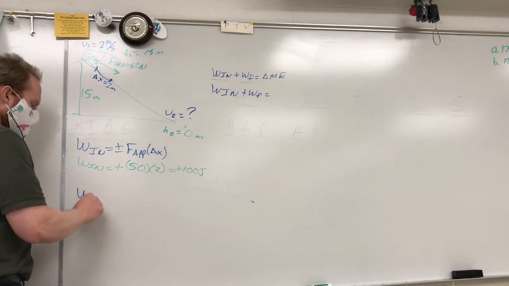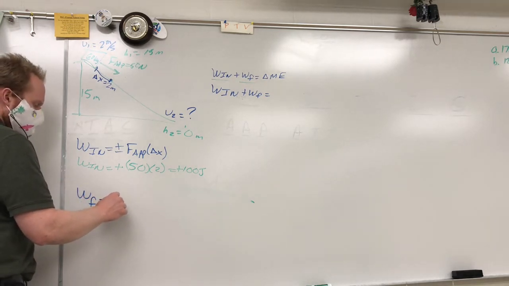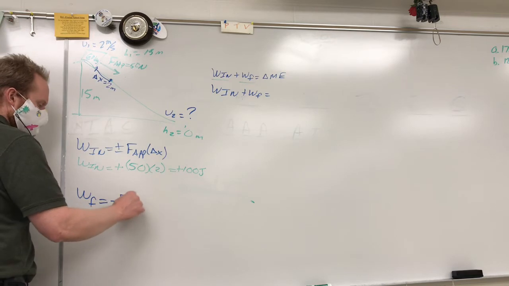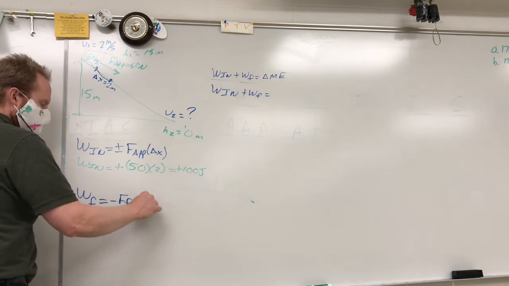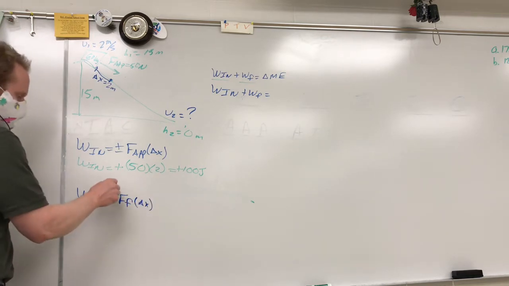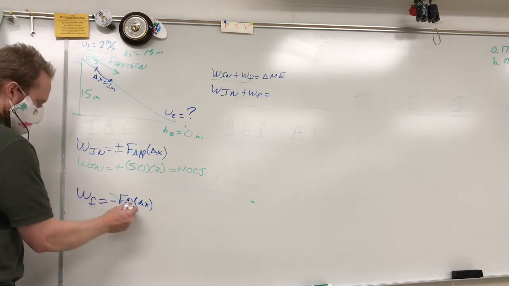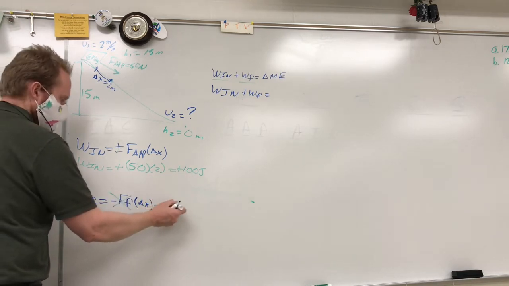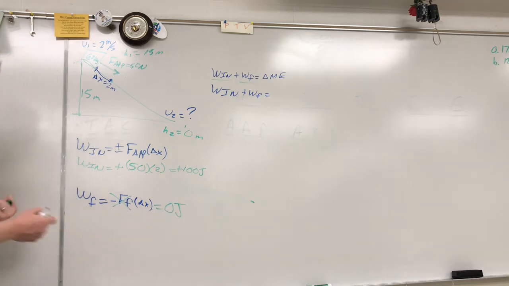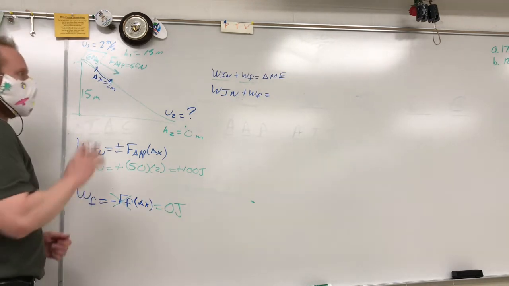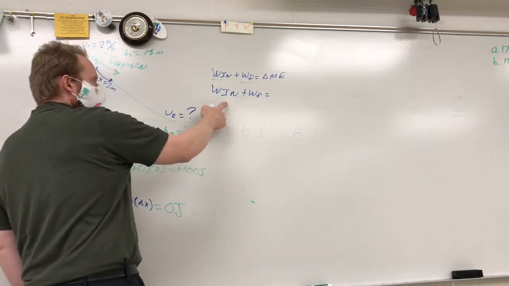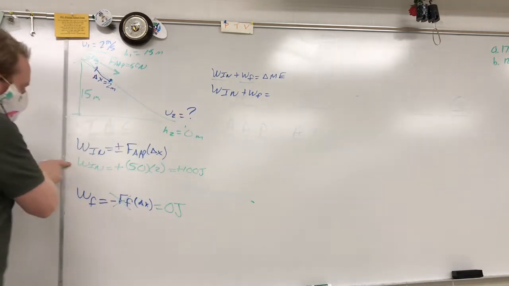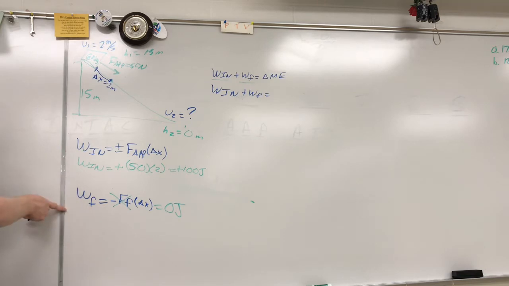I'll write it, but the work done by friction is going to be minus the force of friction times our displacement. However, it says that there was no friction, therefore friction does 0 work on this problem. Now I'll come back over to here. So work in plus work done by friction, we've talked about, and I did those two already.